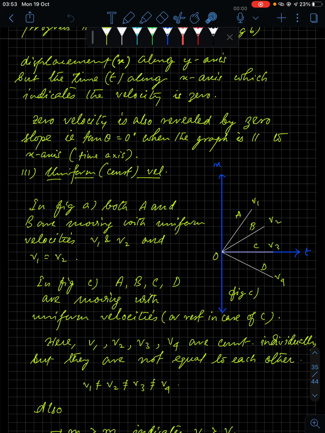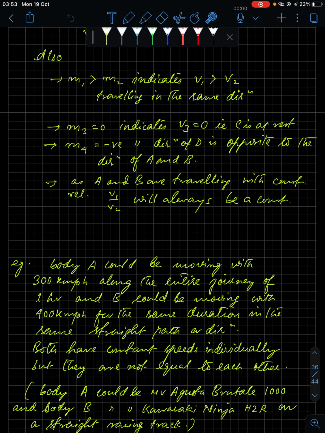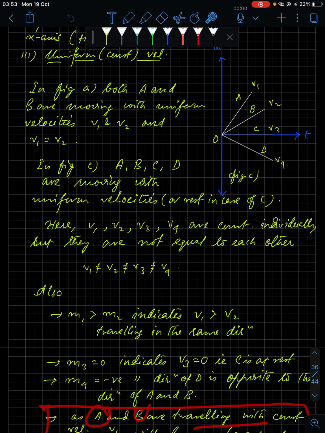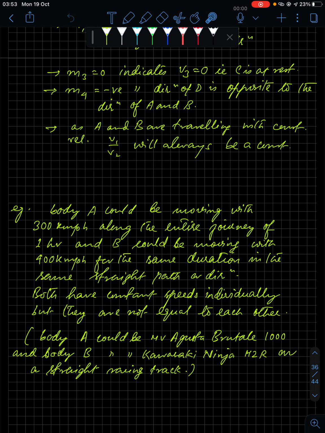Okay, and an interesting example is given over there. One more point is to be included. Now, as A and B are traveling with constant speed in this situation, individually they are traveling with constant speed. Although, again, I am saying that V1 and V2 are different. This could be 30 and this could be 20, but sustainably it will be 30 and 20. So in that case, your ratio V1 by V2 will always be a constant.